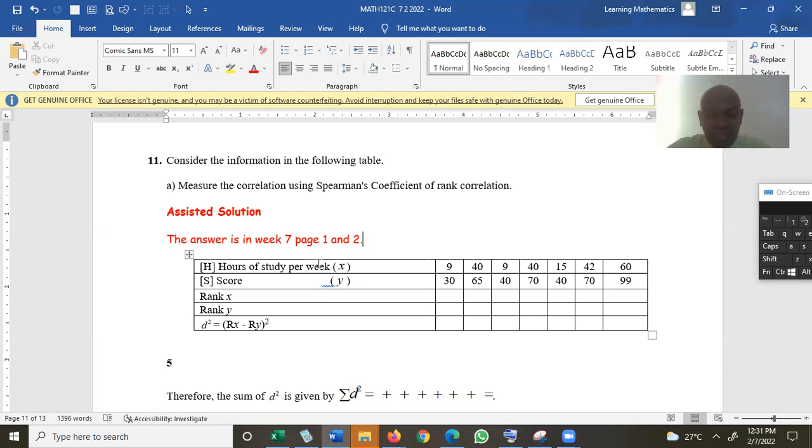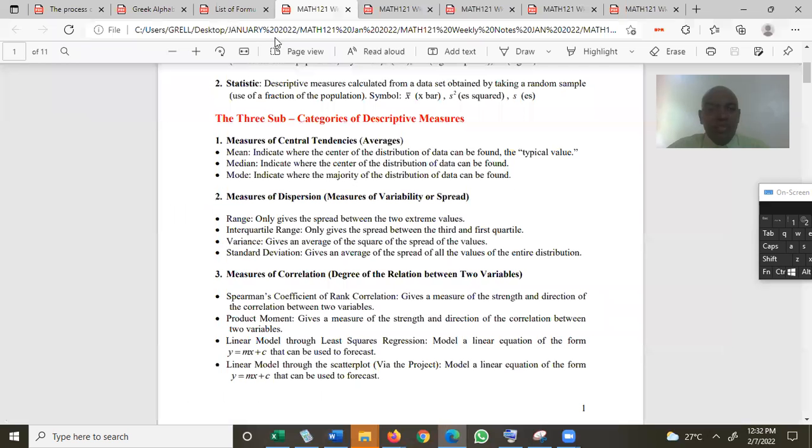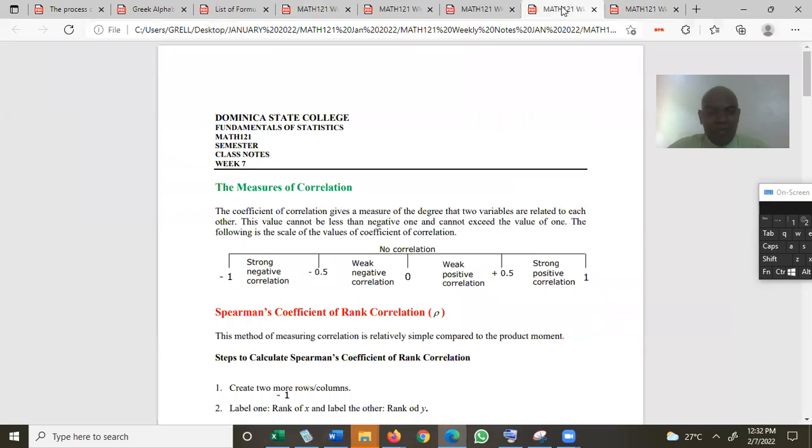So that stage in the analysis, measurement of correlation, is very, very important. Very applicable. Using a simplified example, hours of study and score: at what level do the hours of study affect score, according to these values? And we are going to use one of the methods of doing that, called Spearman's. You can get that in week 7, page 1 and 2. This is week 4, 5, 6, 7. Measures of correlation using Spearman's.